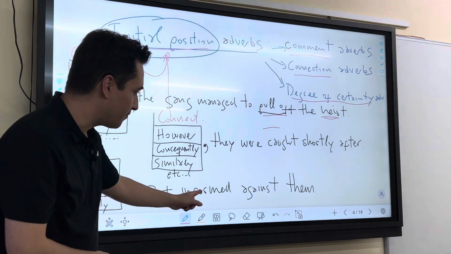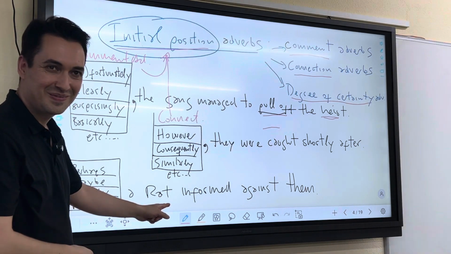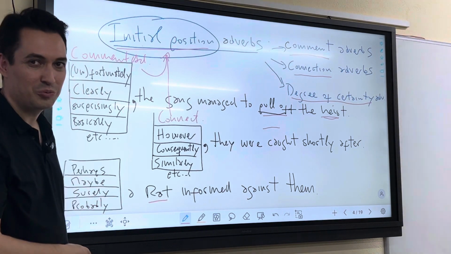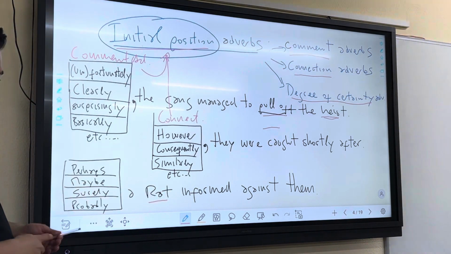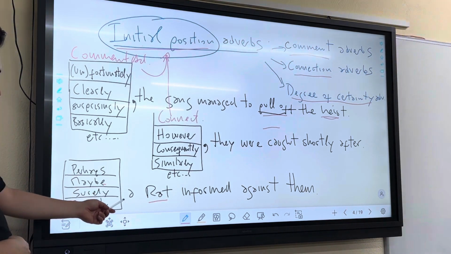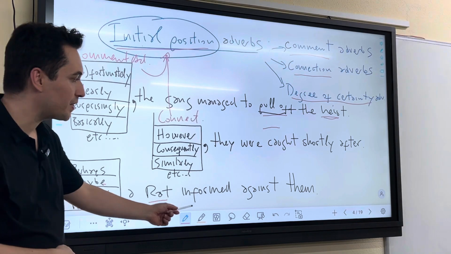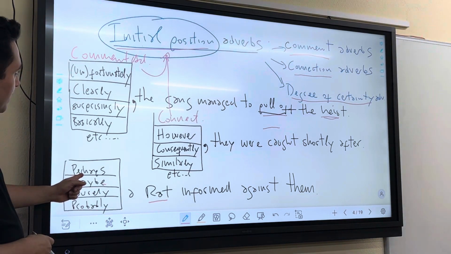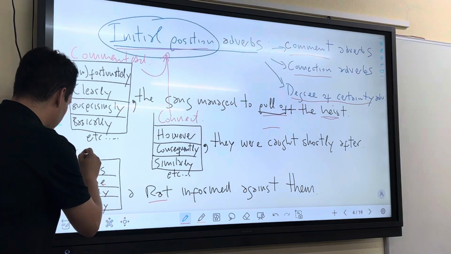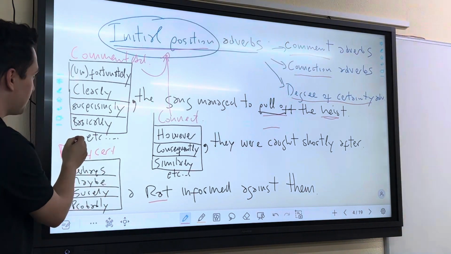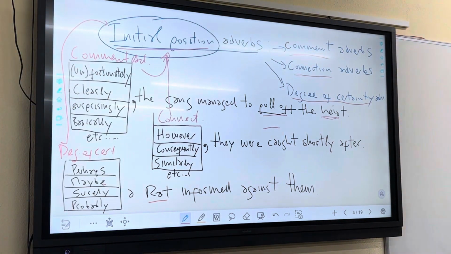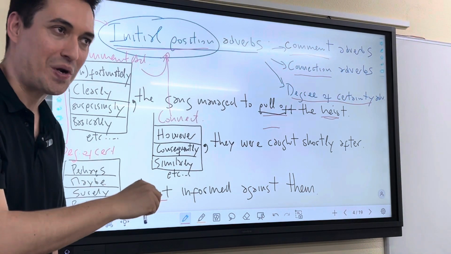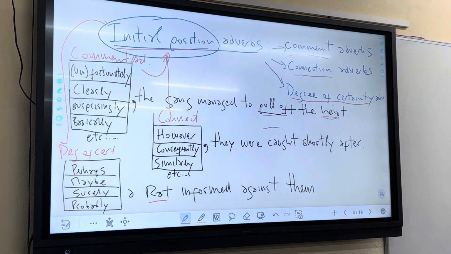Perhaps a rat informed against them. A rat? Yeah, un topo. Perhaps a rat informed against them. Maybe a rat informed against them. Surely a rat informed against them. Probably a rat informed against them. Anyway, type of adverbs here: degree of certainty. And degree of certainty goes in initial position. Remember that. Initial position is the most natural position. It doesn't mean that they always go in the initial position, but it's the most natural position for them.